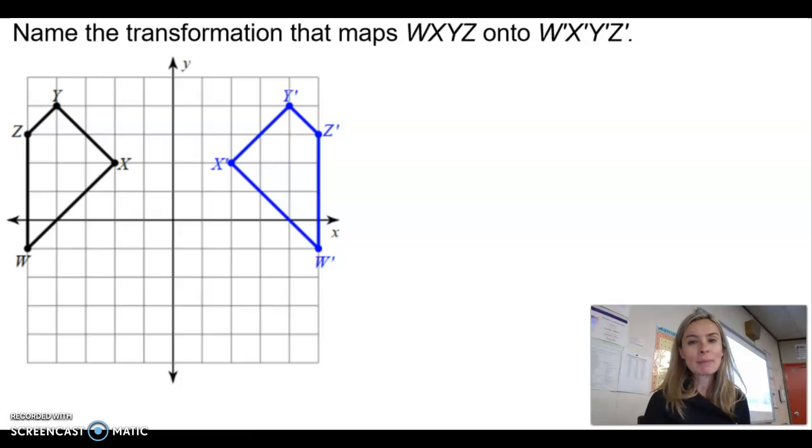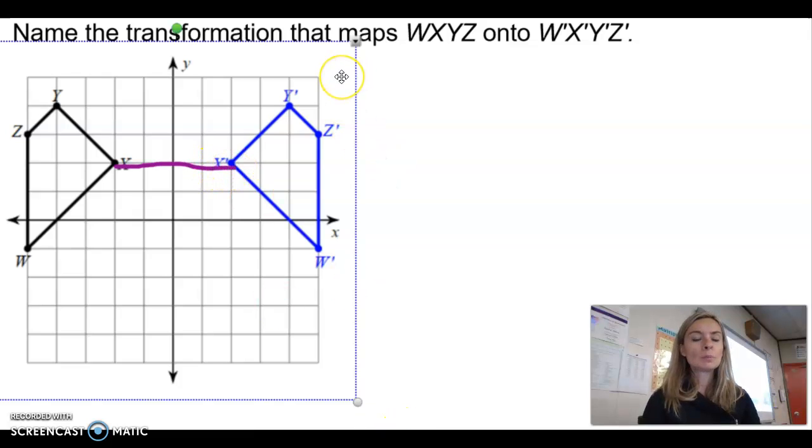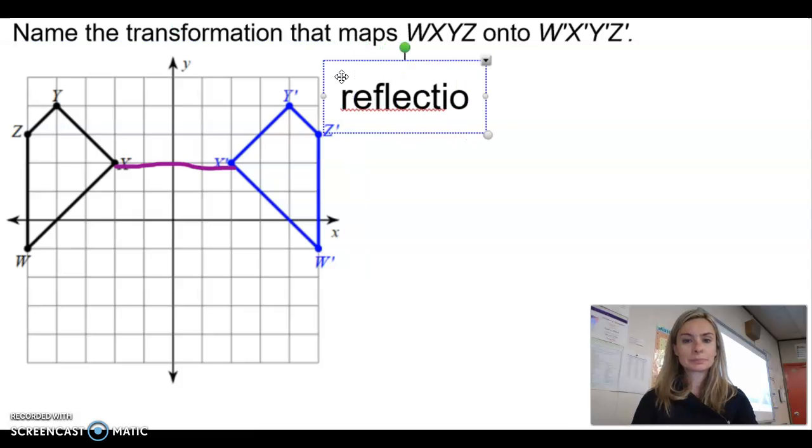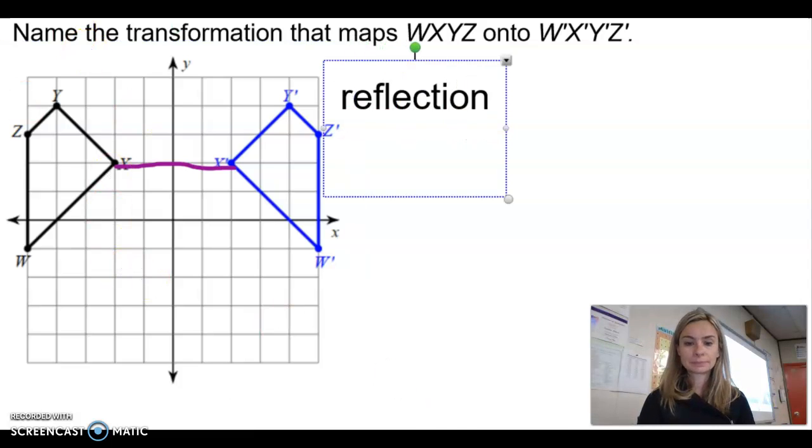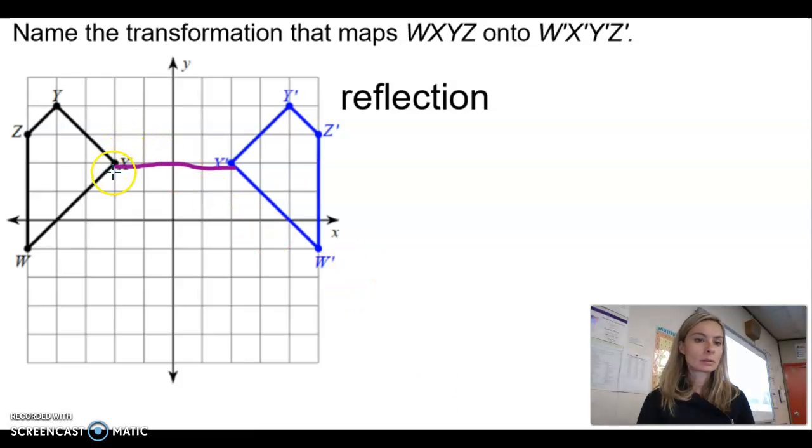Name the transformation that maps WXYZ onto W prime, X prime, Y prime, Z prime. Flip, turn, or slide. A flip. Okay. If we count the distance from X to X prime, it looks like it's 4 units away. Where would be the midpoint? So it looks like the midpoint will be the y-axis.